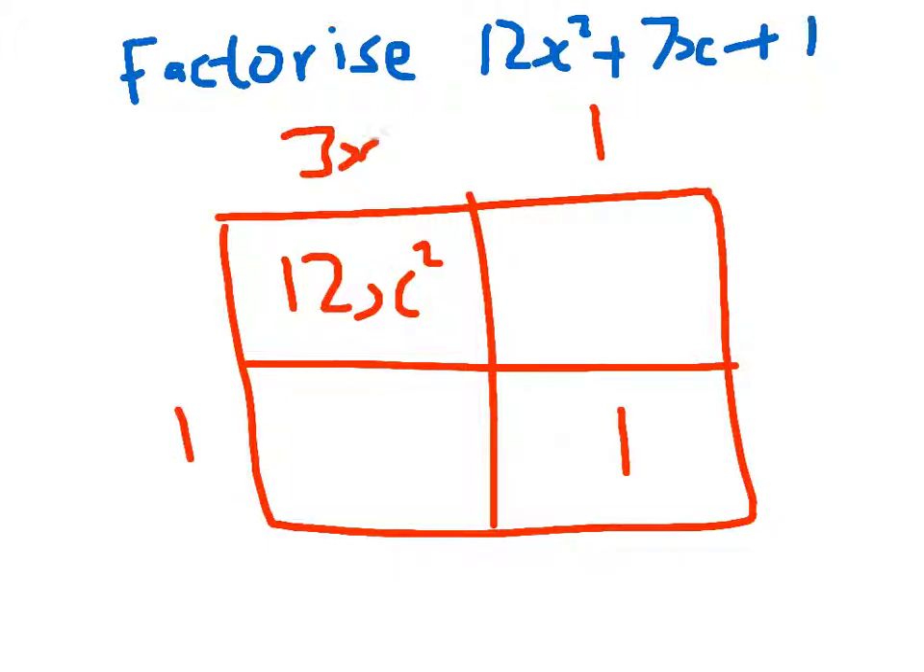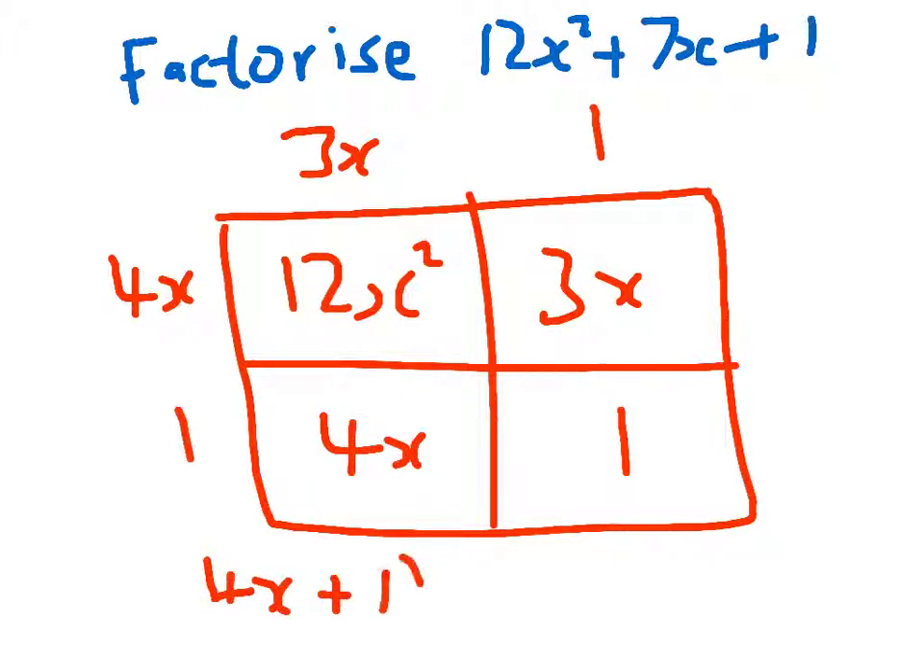So 3x, 4x gives us 3x there and 4x there. And so we end up with 4x plus 1 times 3x plus 1.